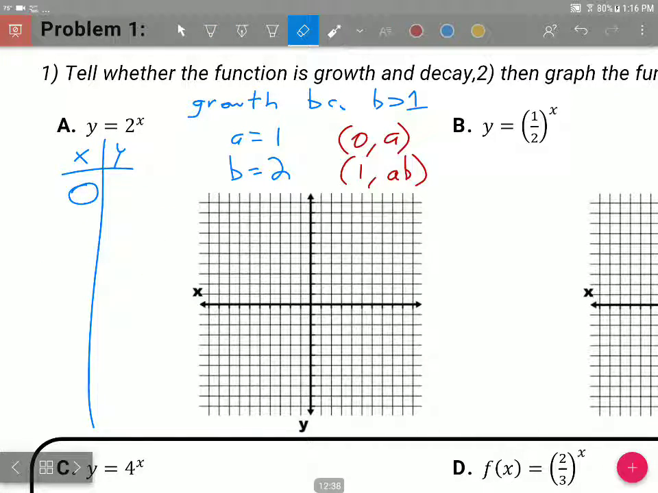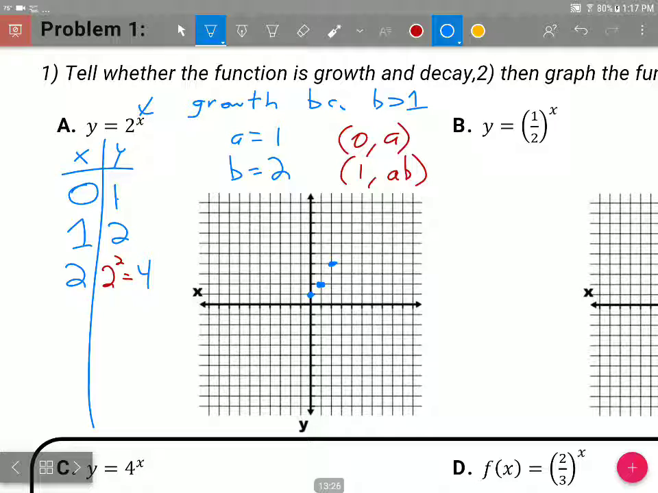So in this case, your first point is at 0, A, so it's at 0, what? 1. When x is 1, it's at 2, because 1 times 2 is 2. So let's start graphing. 0, 1, 1, 2. Cool? Now we need a few more points. Let's take 2 and plug it in for x. So 2 to the second power is what? 4. So when x is 2, y is 4.